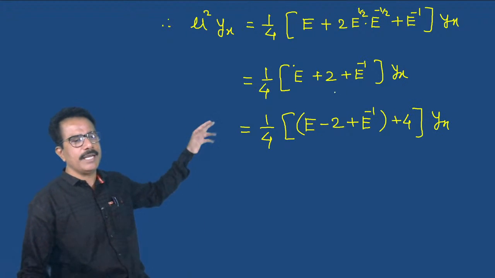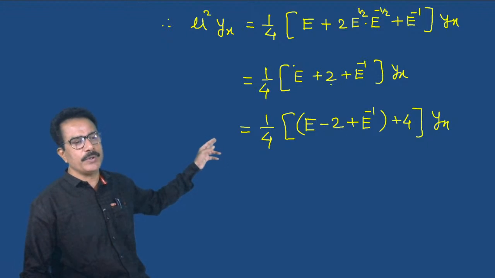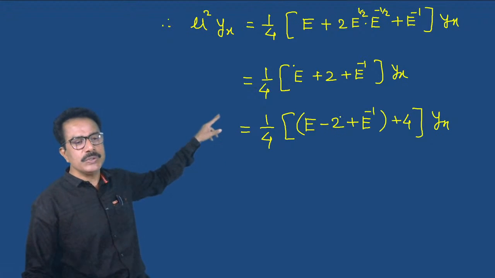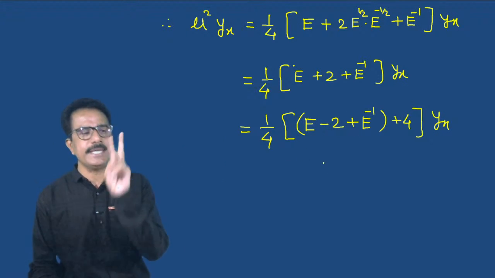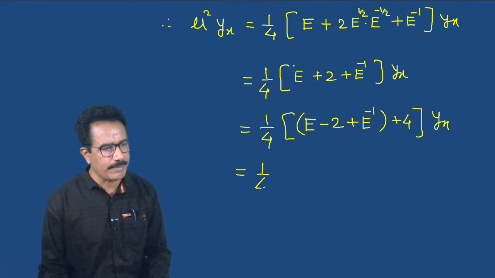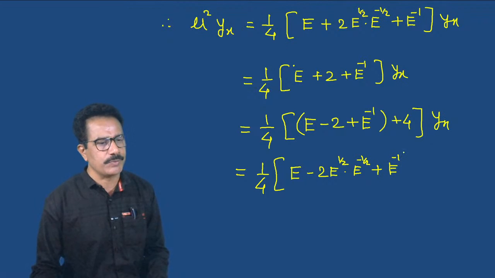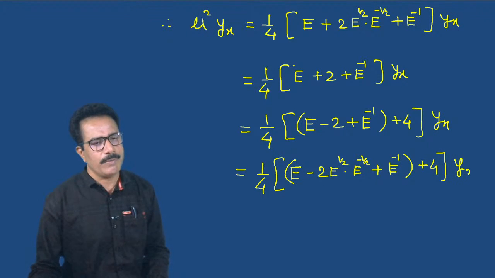Did you understand what I did? I did plus 2 minus 2, plus 4. Minus 2 plus 4 minus 2 means it is plus 2. So we added and subtracted 2. That can be written as 1/4 e minus 2 e raised to 1/2 e raised to minus 1/2 plus e raised to minus 1, plus 4 yx.